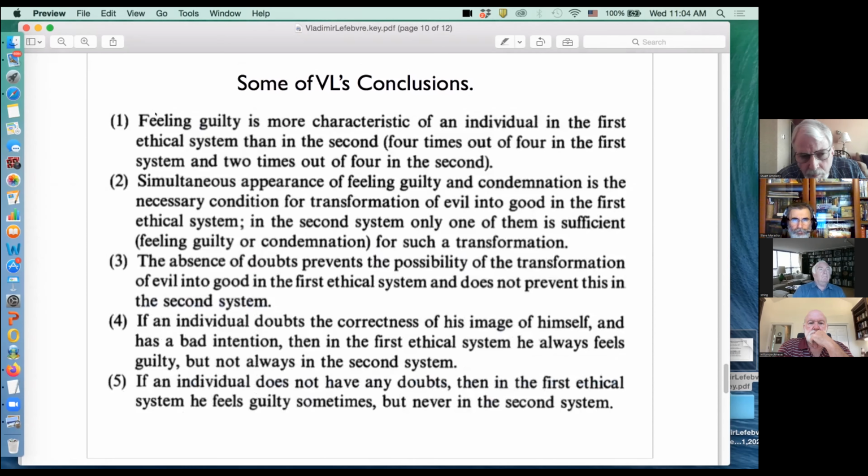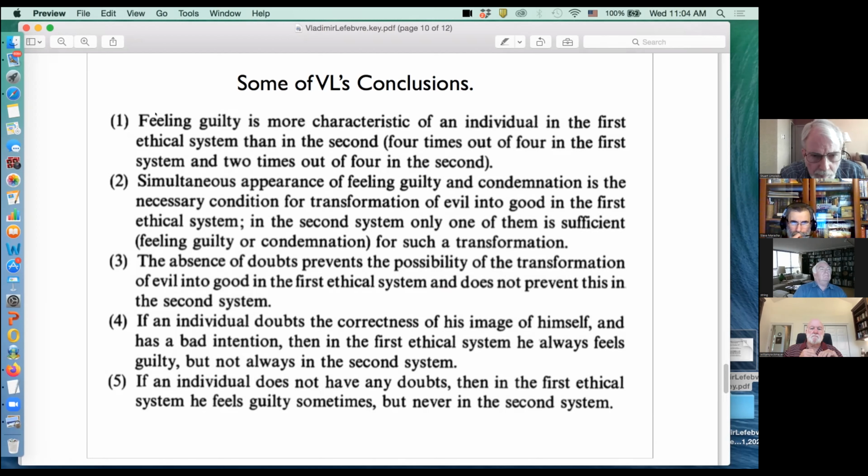He has conclusions of a general kind about the system, such as: feeling guilty is more characteristic of an individual in the first system than in the second. Simultaneous appearance of feeling guilty and condemnation is a necessary condition for transformation of evil into good in the first. In the second system, only one of them is sufficient, feeling guilty or condemnation. Absence of doubts prevents the possibility of the transformation of evil into good in the first system, and does not prevent this in the second system.